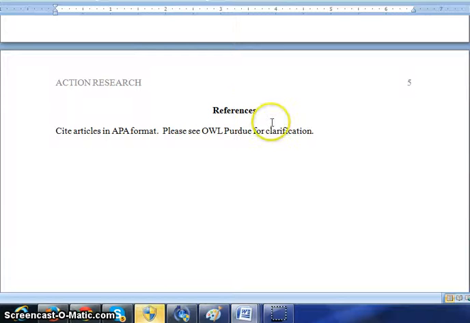Then you'll have a separate page for references, cite articles in APA format, and I gave you this link last week for Purdue OWL to help you with APA formatting, so if you have any questions, please refer to Purdue OWL.